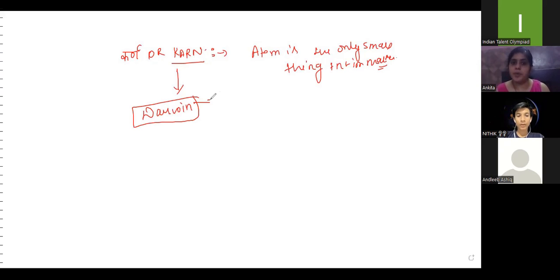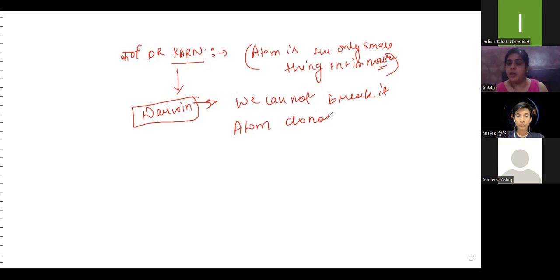Okay, and he made his statement that yes, atoms are the only thing present in matter, and we cannot break them. Atoms do not have subparticles. And the most important thing he said is that atoms do not have weight. That was the very wrong thing said by Dalton.